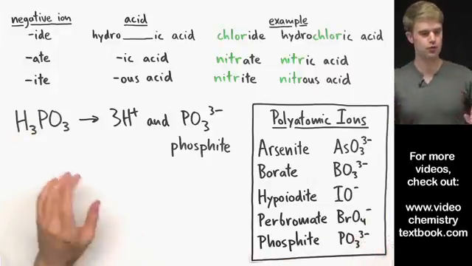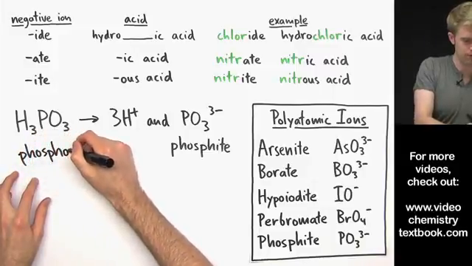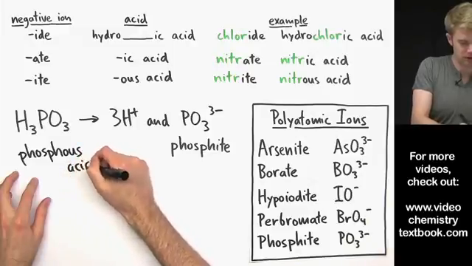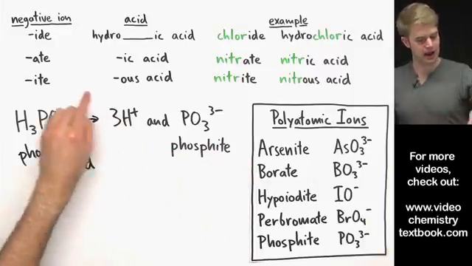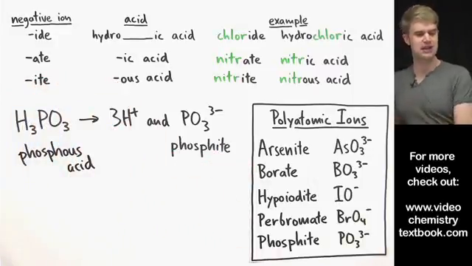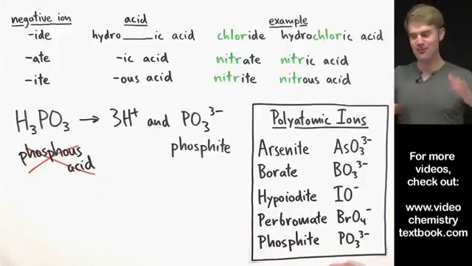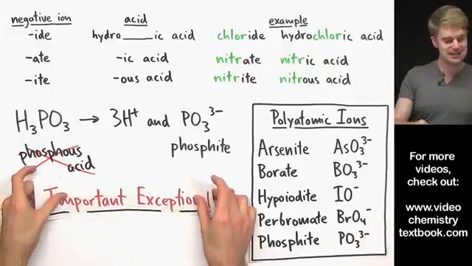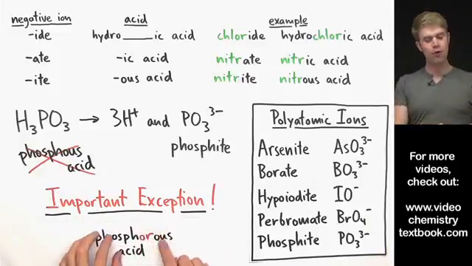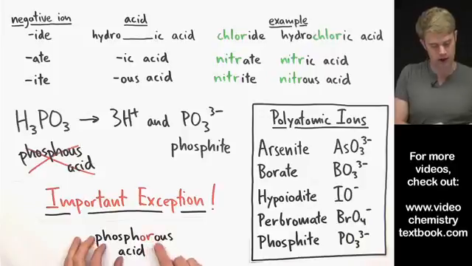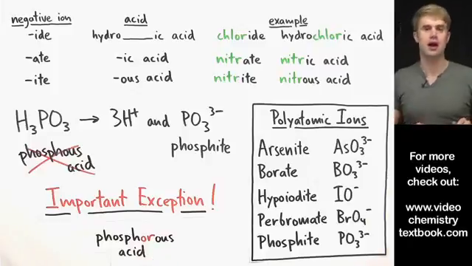Now, based on the rules, you would logically say that we're going to call this phos acid because we have this ending in ITE, and ITE negative ions give us acids that end in OUS. But unfortunately, this is wrong because phosphorus is an important exception here. The name for this acid is actually phosphorus acid. We have to add this little OR here in between the name and the OUS. So this is called phosphorus acid.